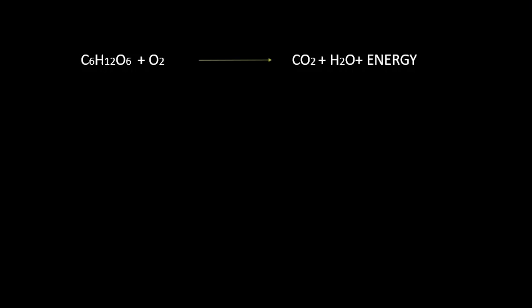The oxygen which has been obtained by the process of breathing is used to break down the food. The food is nothing but glucose. Glucose is the end product of the digestive system. C6H12O6 is the glucose, right? The glucose is oxidized in the presence of oxygen and releases carbon dioxide, water and energy.